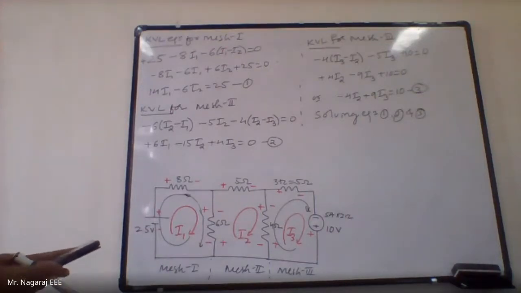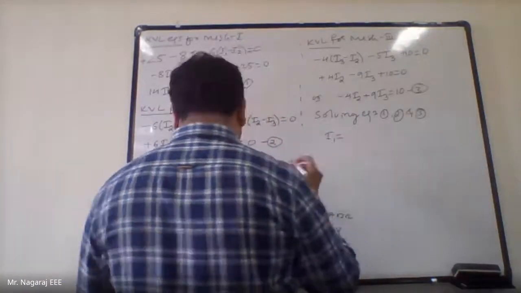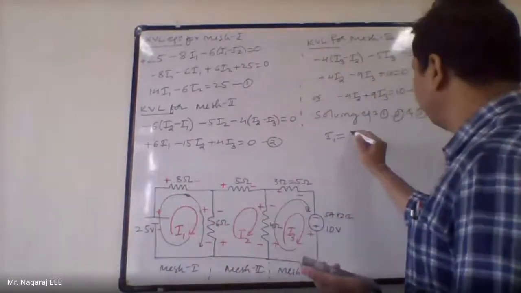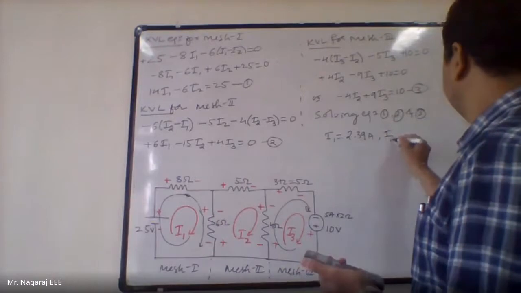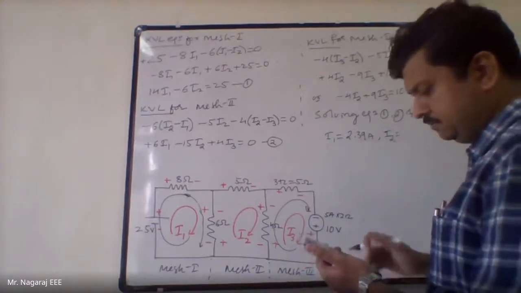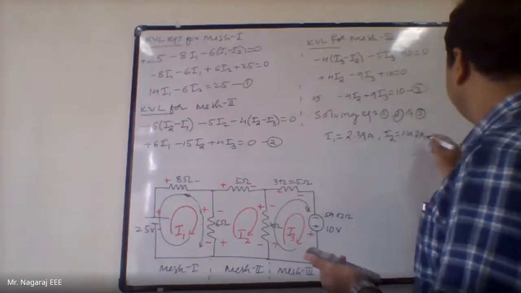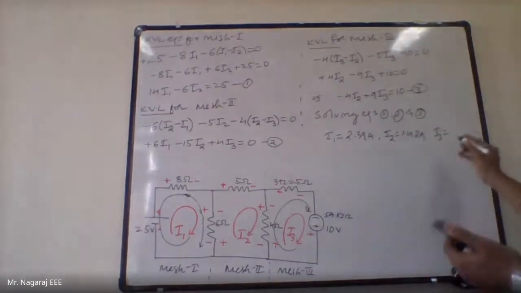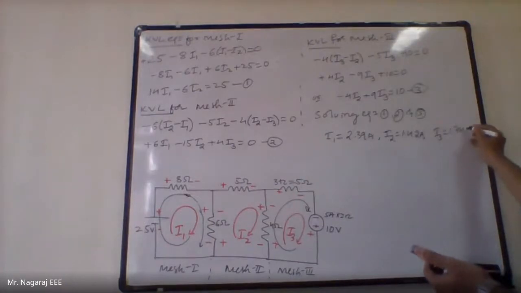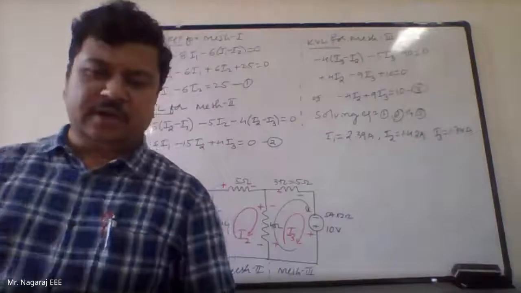C3 is 9, B3 is 10. So my I1 is 2.39, I2 is 1.42 amperes, I3 is 1.74 amperes. So observe, all the 3 currents obtained are positive.